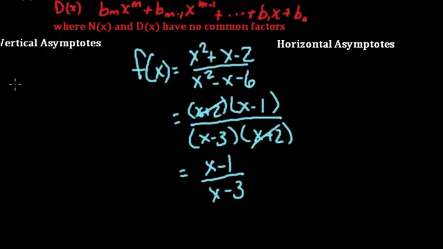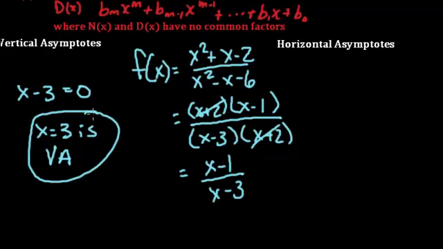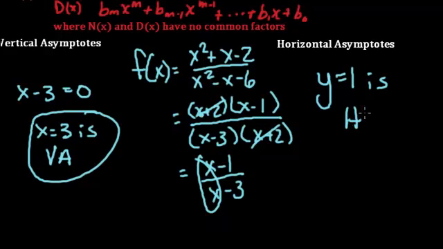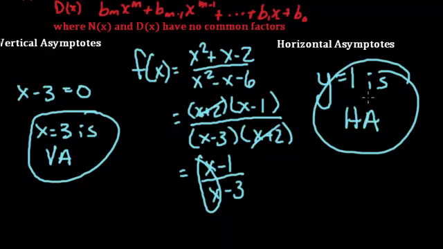Alright, vertical asymptotes. Set the denominator equal to 0 and solve for x. x minus 3 equals 0. x equals 3 is the vertical asymptote. There's that one. Horizontal asymptote. Is this top heavy, bottom heavy, or evenly balanced? This is an evenly balanced function because the degree in the numerator is 1, the degree in the denominator is 1. So y equals the ratio of the coefficients, 1 over 1, so y equals 1 is the horizontal asymptote. All done with this one.